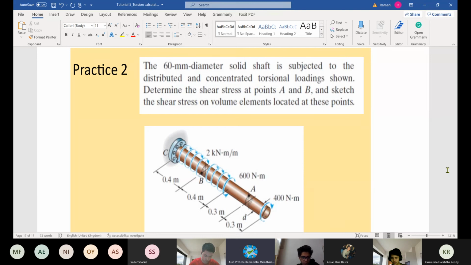Have you done? It's just a two-line problem. Have you all done? Just two lines only if I show the answer. What is the first answer? You're asked to find the shear stress at A, isn't it? The question is saying shear stress at A and B. Very simple, it's a direct question. How much is the shear stress at A? Ahmad Hassan, shear stress at A.